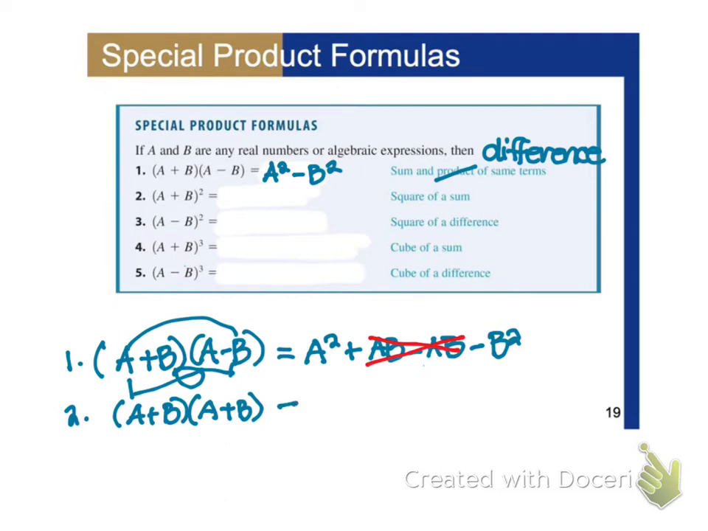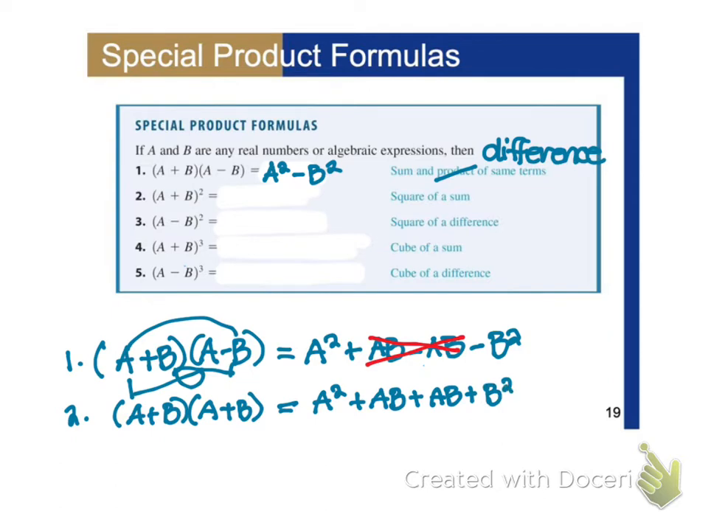Because remember, what that really means is we have to multiply the whole binomial by itself, meaning we take the 2 terms in the first binomial and multiply them by the 2 terms in the second binomial, which is going to give us 4 terms that may or may not be able to be simplified. So if we FOIL, the first 2, A times A, is A squared. The outside 2 is A times B, which is AB. The inside 2 are B times A, which is again AB. And the last 2, B times B, is B squared.